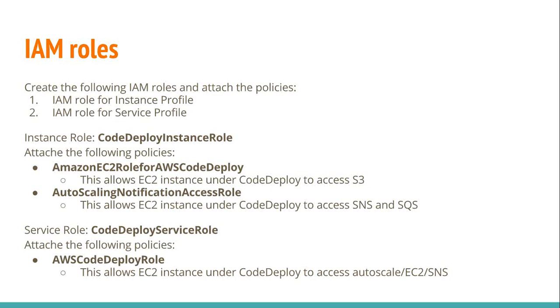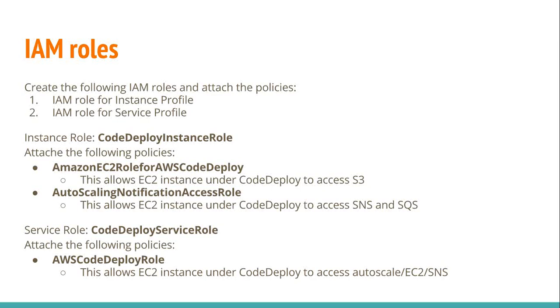A service role you can use anywhere, like in other services. So it is role to role communication, and that is instance to role communication. Okay, so here we have to create two roles. One is the CodeDeploy instance role. In that we have to add the policy Amazon EC2 role for AWS CodeCommit. This allows EC2 instances under CodeDeploy to access S3. Another one is the auto scaling notification access role. If any other policy is required, we can add other policies also.